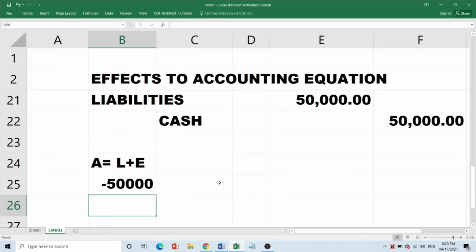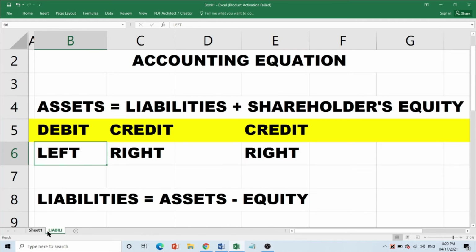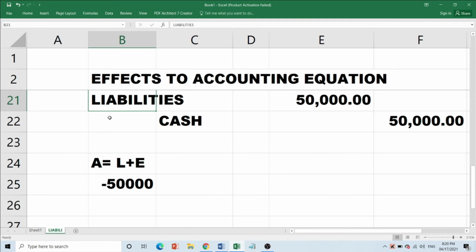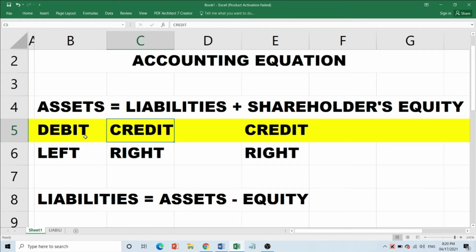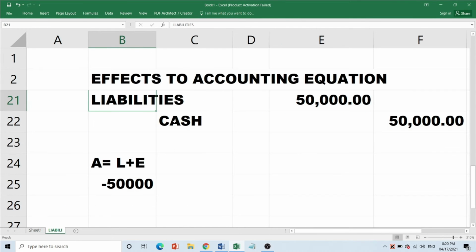How about liabilities and equity? Dapat balanse. Tingnan natin. Liabilities, nasa debit na siya. Normally, ano ang normal balance ni liabilities? Tingnan natin. Liabilities has a credit normal balance. Pero yung anong ginawa, nasa left side siya or nasa debit. Meaning, nag-decrease. Okay? Nabawasan. So, ang effect, less 50,000.